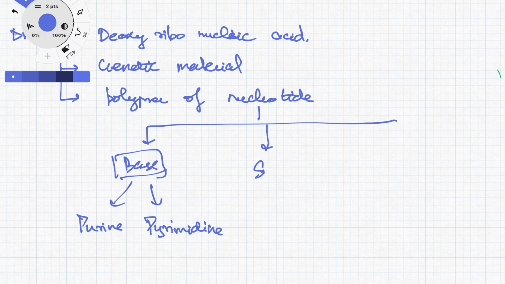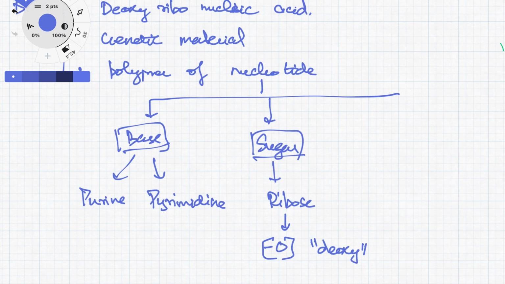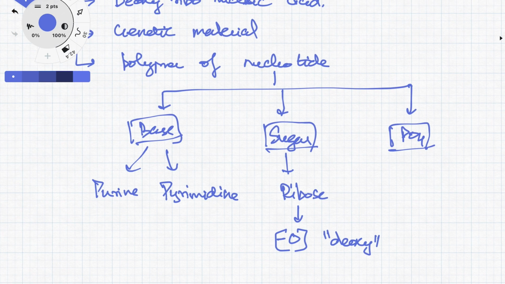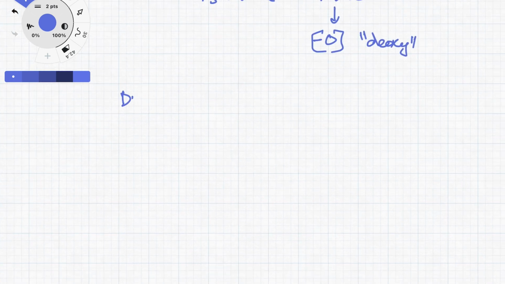and next it has a sugar moiety, and this is actually a ribose sugar, and this ribose sugar has one oxygen atom less, which is where the word deoxy comes from. So you can see deoxyribonucleic acid. And the third is an acidic group, that is the phosphate moiety. So these three components make nucleotides. Okay, and DNA is simply a large polymer of nucleotides.